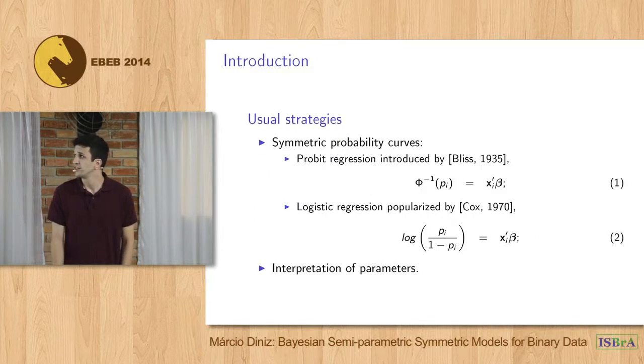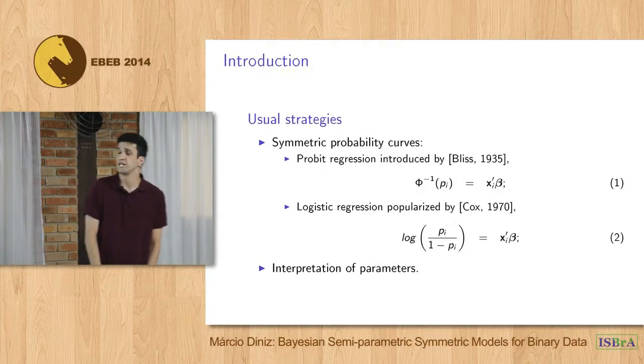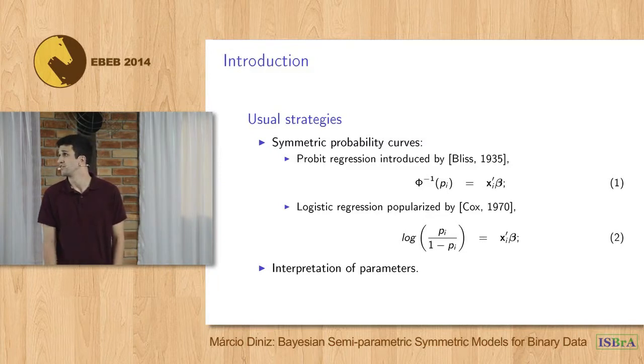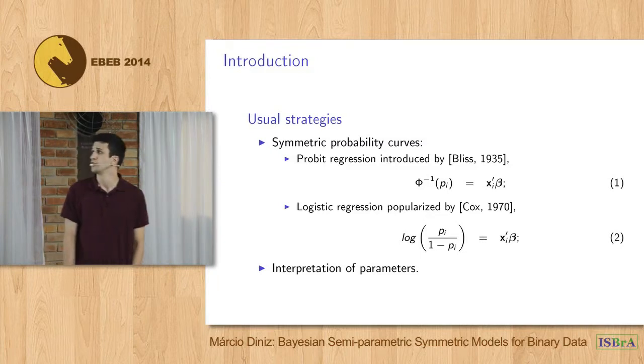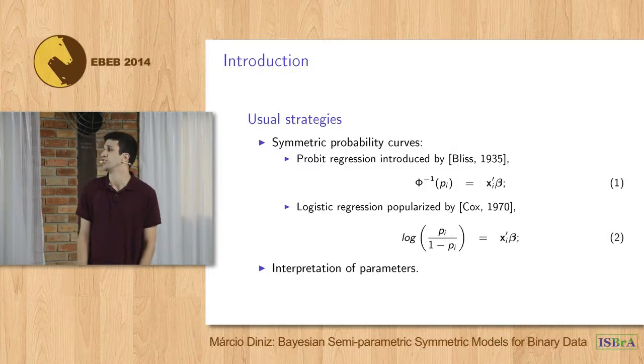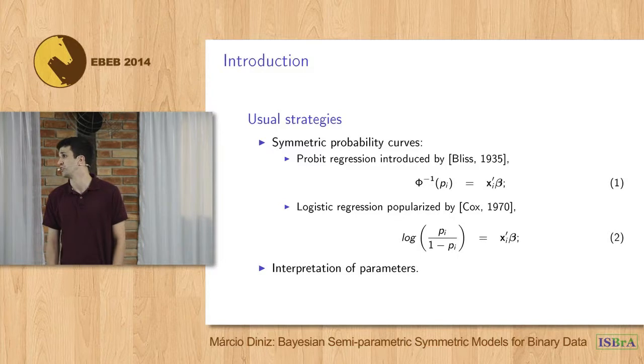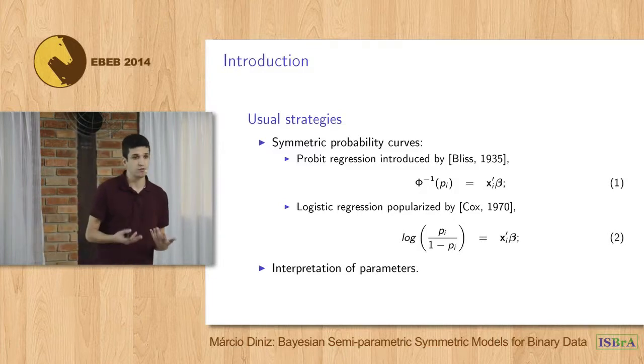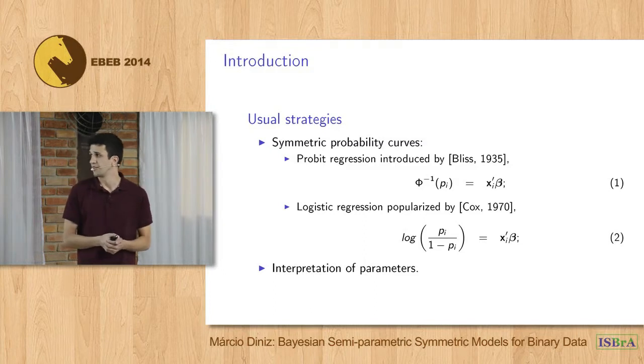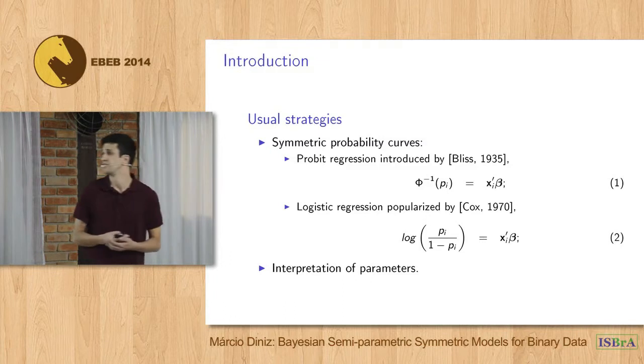The usual strategy is choosing symmetric distributions around zero. For example, the normal distribution results in the probit regression. The logistic distribution results in the logistic regression. Special attention is given to the logistic regression because of the interpretation of parameters. It's possible to talk about odds ratios from the beta parameters. The odds ratios are central quantities in applied areas of research.